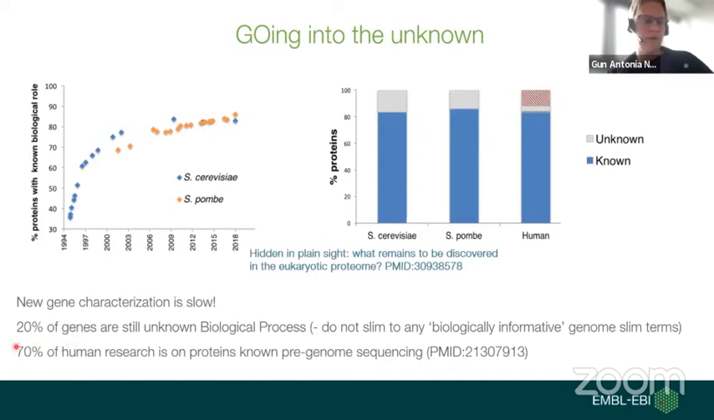And remarkably, about 70% of all human research is on proteins that were known pre-genome sequencing.